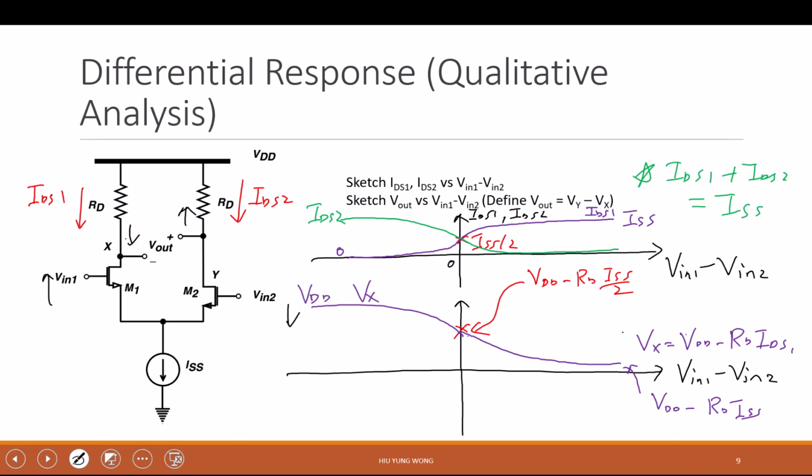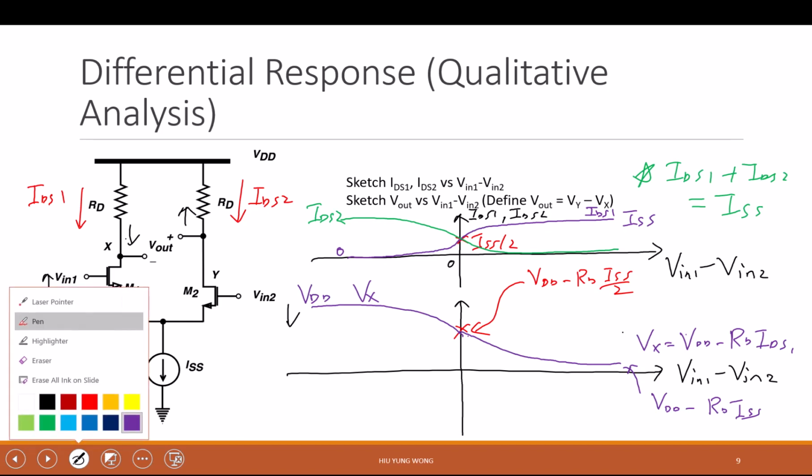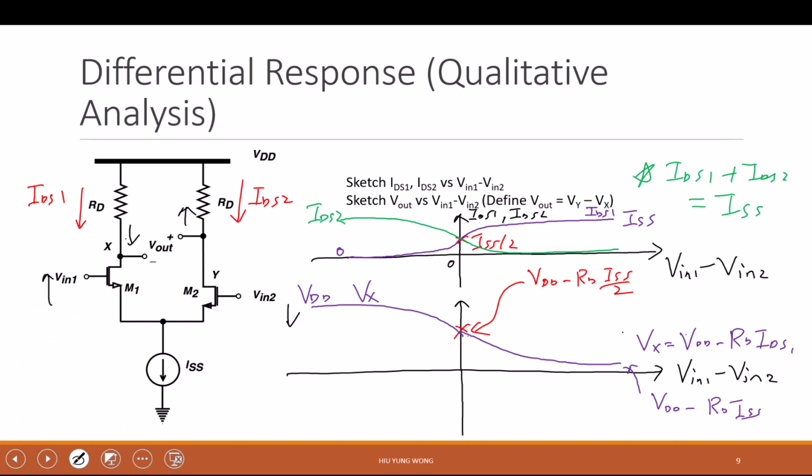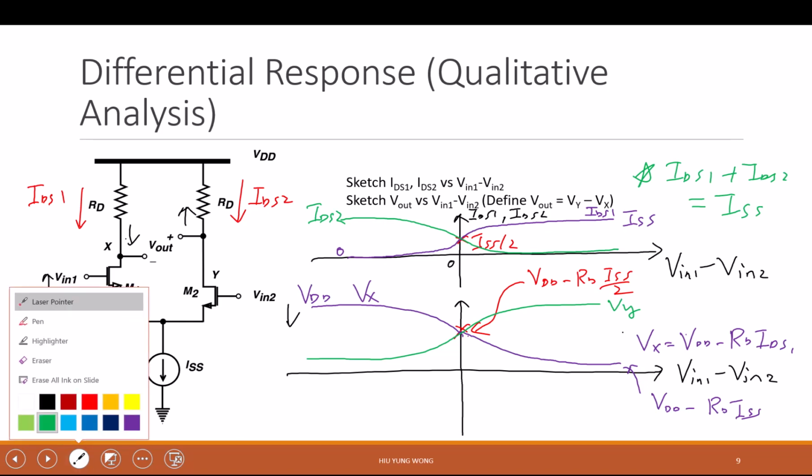Is this okay? Yeah. And then similarly, you go through the same reasoning because it's symmetric. I will have another curve for Vy. Again, it becomes VDD when Vin1 is much larger than Vin2, and it goes to VDD minus RD ISS when it is negative. Okay? But we don't care about these two curves. What do we care about in this definition?